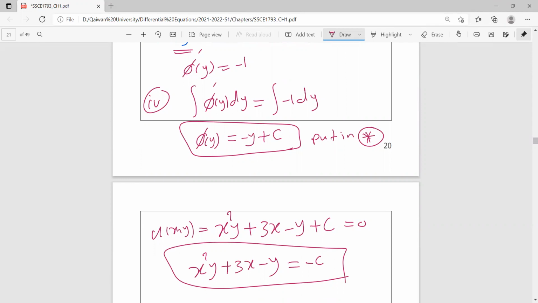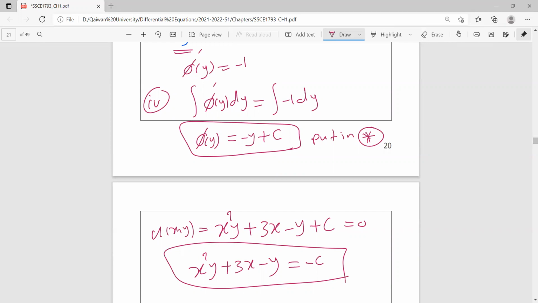So the solution for the differential equation is x squared y plus 3x minus y equals negative c. Let's say c. That's the solution. Okay?